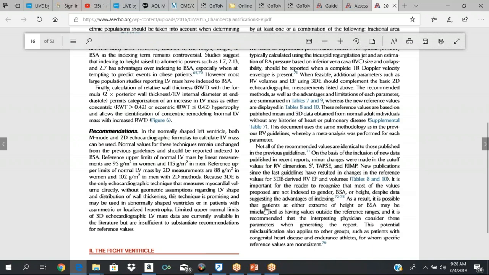As a result, it is possible that patients at either extreme of height or body surface area may be misclassified as having values outside the reference range. And it is recommended that the interpreting physician consider these parameters when generating a report. So you should consider the size of the patient. Someone who is 6'9" is going to have a slightly different set of measurements than someone who is, say, 4 feet 11. This potential misclassification also applies to other groups, such as patients with congenital heart disease and endurance athletes for whom specific reference values are non-existent.